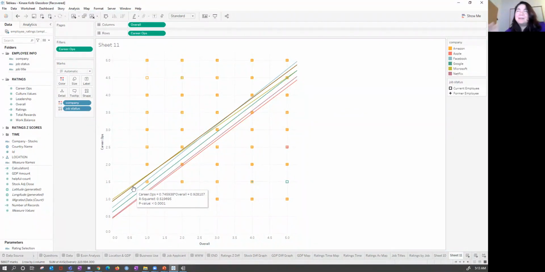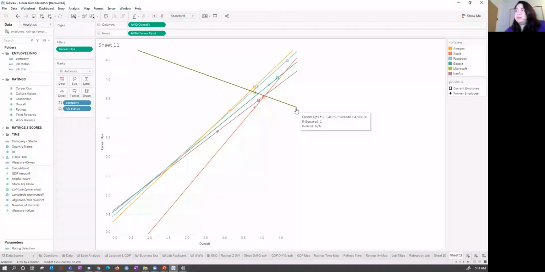So this is where, wait, I don't want to talk over your heads with this. Trend lines are also called regression lines. So if we did a simple regression between these two variables for each of these different categories separately, that is what we get there. And so you see that these are, carefully mousing over, these are all significant. So in other words, there's a significant relationship between the overall and the career opportunities.